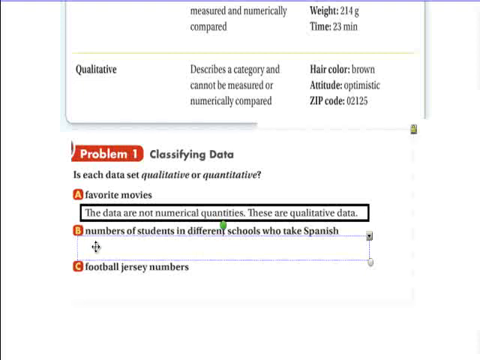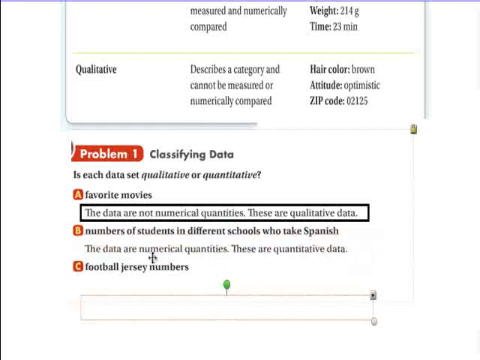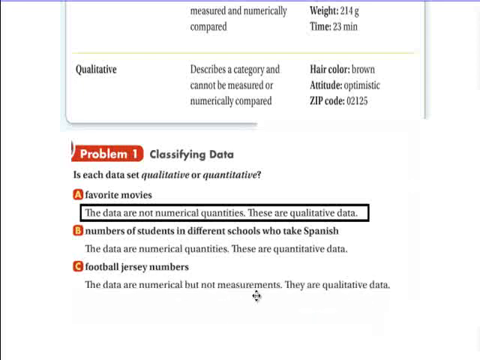Our next one, we take a look at number of students in different schools who take Spanish. We're talking about a numerical number of students in different schools. This is quantitative. And football jersey numbers. The jersey number is a number, but it's not something we can measure. So if they're not measurements, then that is qualitative. It's just something about the jersey that it happens to have a number on it, so qualitative.